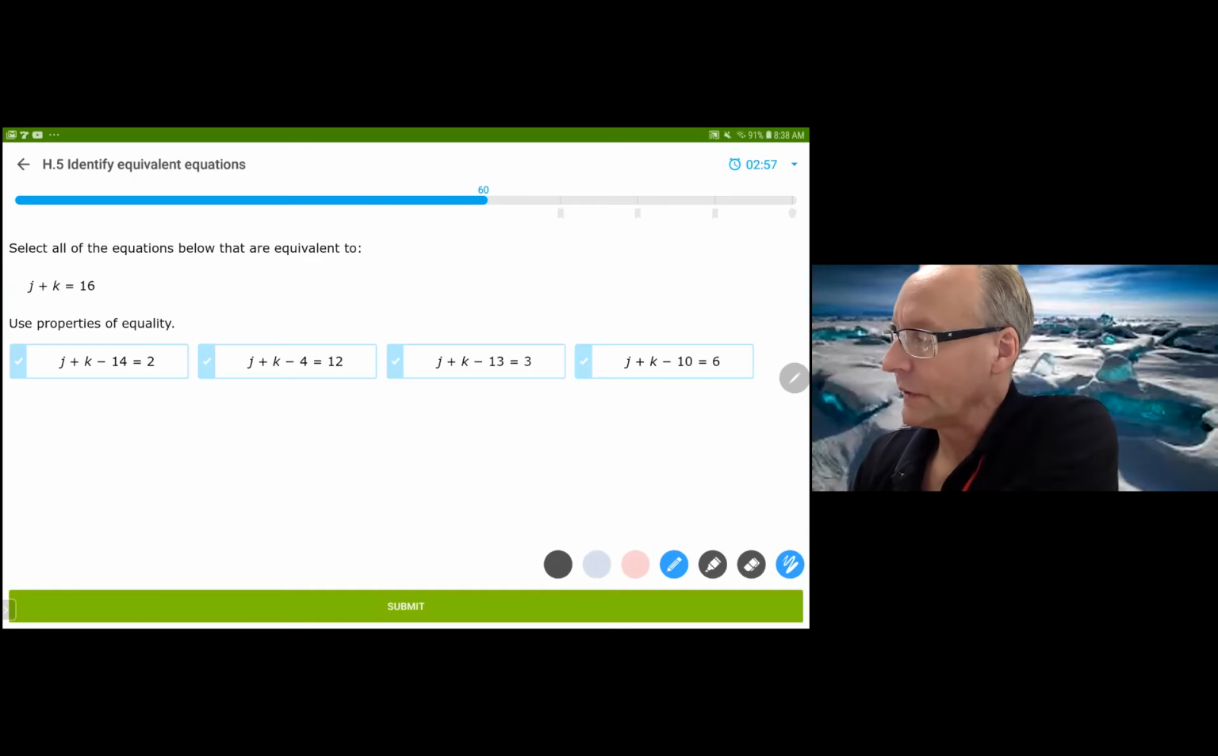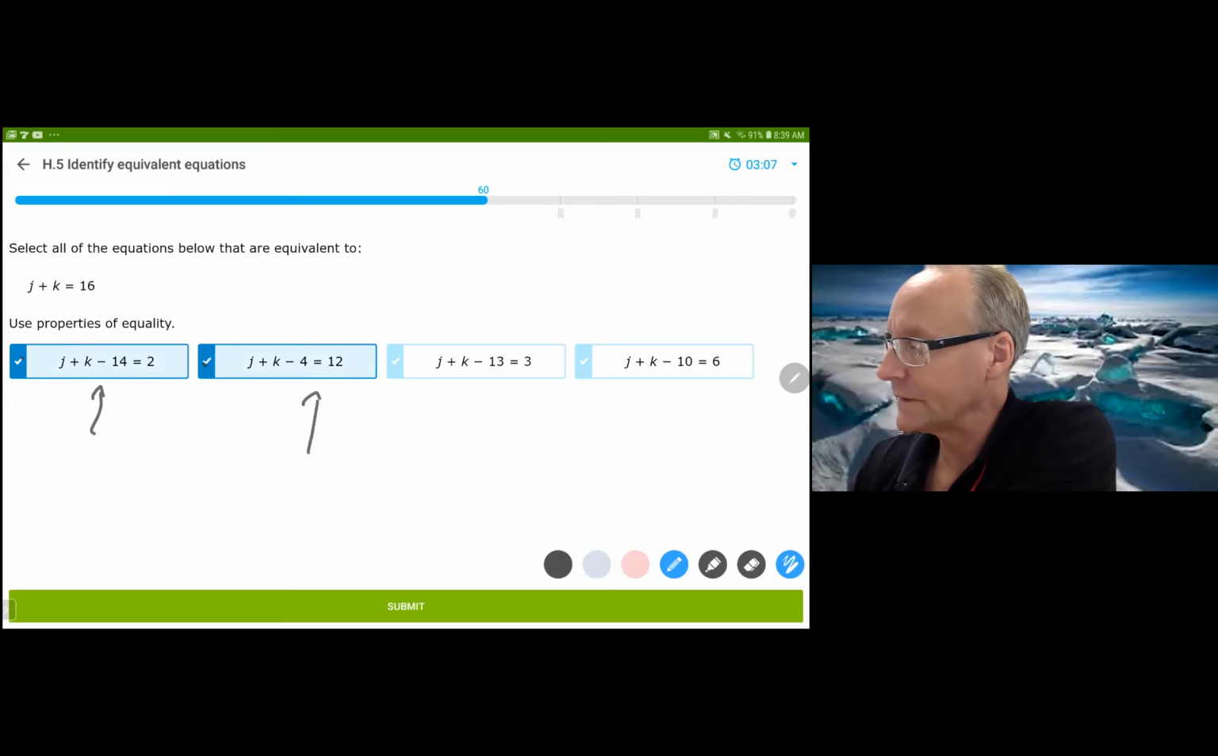Use the properties of equality. So clearly we subtracted 14 from the left and subtracted 14 from the right. We subtracted 4 from both sides. In this one, we subtracted 13 from both sides. And in this one, we subtracted 10 from both sides. Looks good.